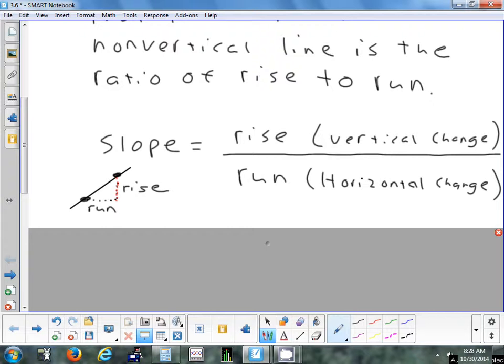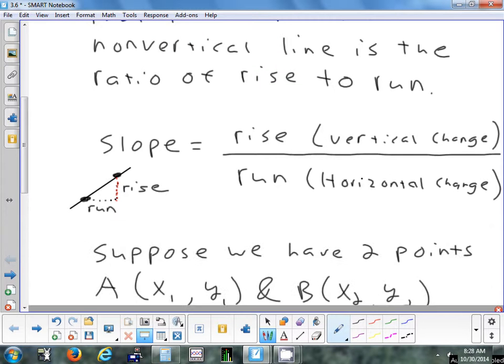Okay. And you can measure those two distances sometimes. Sometimes we'll be given a ramp, and we can find the height of the ramp and the length of the ramp, and we can find the slope of it. Or sometimes you'll be given coordinates, and we'll talk about how you find the slope with coordinates as well.